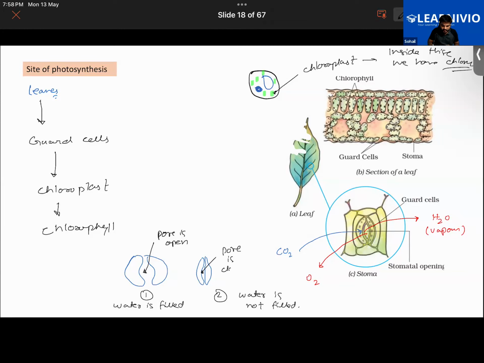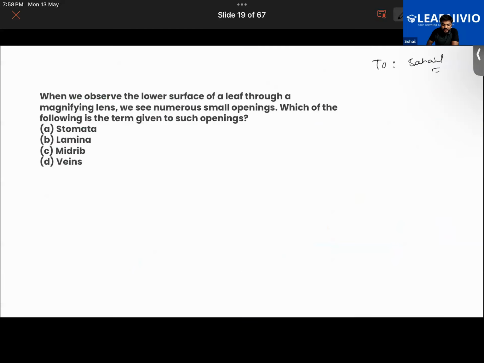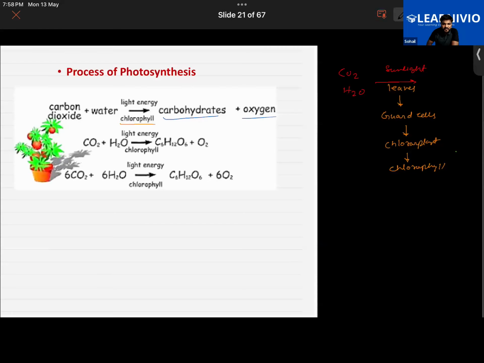Pore is closed. Is that clear to everyone? How the opening and closing of the stomatal pore happens? Yes, sir. Good. So the function of guard cells is to control the opening and closing of the stomatal pore.